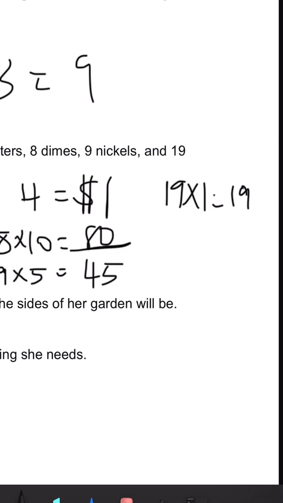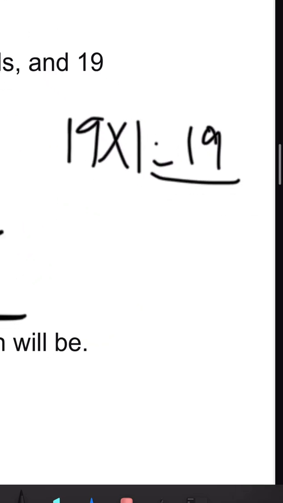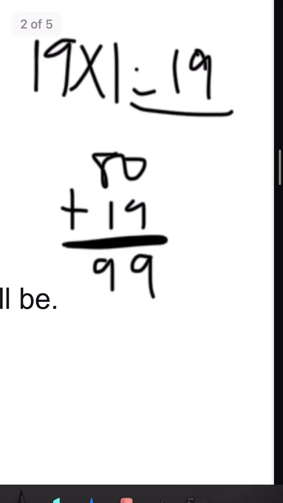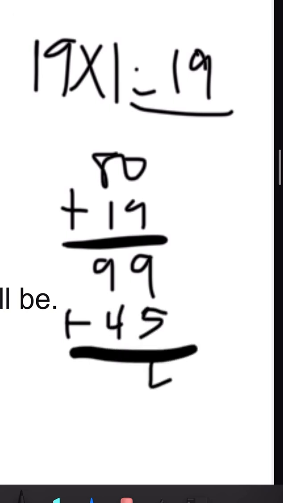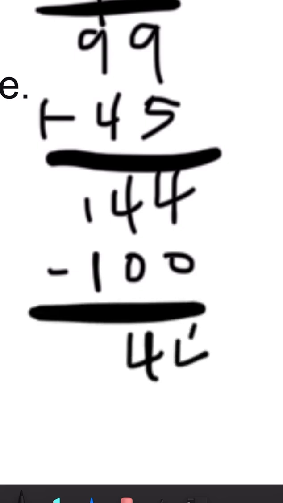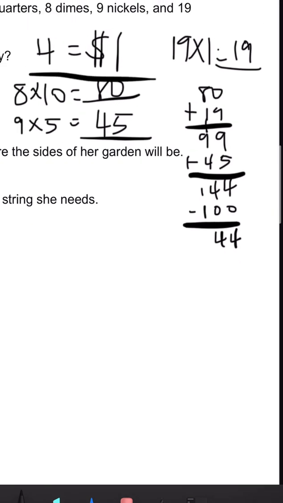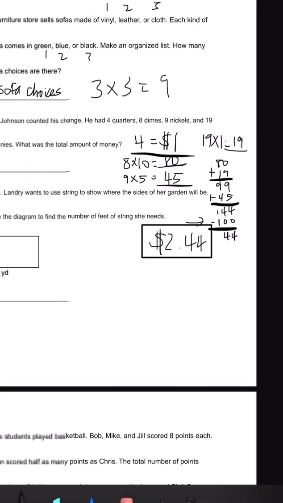We're going to add up all of our cents. So we're going to do 80 plus 19, which is 99, plus 45, and that gives us 144 pennies. We know that $1 is 100 pennies, so we're going to subtract 100 from here, and we get 44 pennies left over. So we have the dollar from the 4 quarters, as well as the dollar from the 100 pennies. So we're going to do $2.44 is the amount that he has.